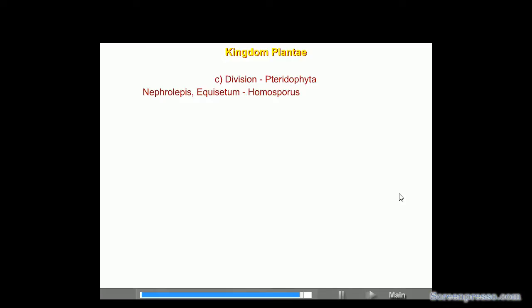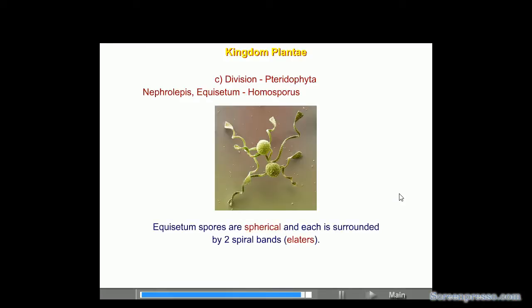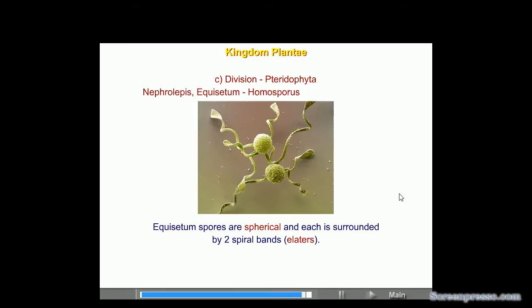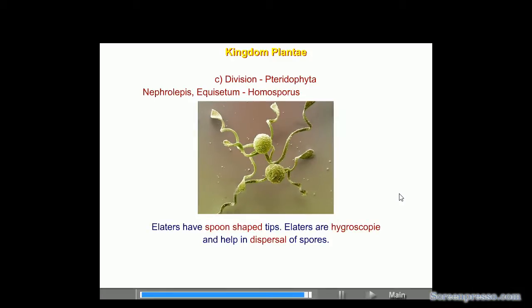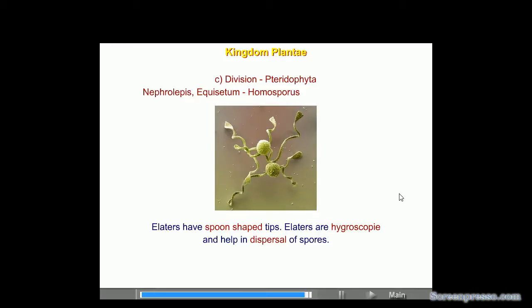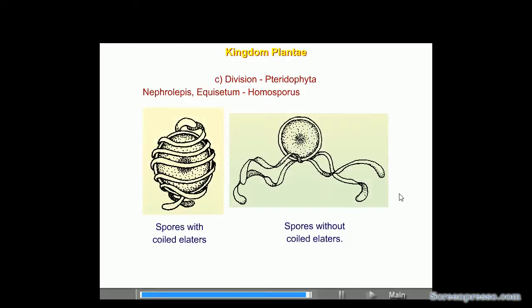Nephrolepis and Equisetum are homosporous. Equisetum spores are spherical and each is surrounded by two spiral bands, elaters. Elaters have spoon-shaped tips. Elaters are hygroscopic and help in dispersal of spores. Spores with coiled elaters, spores without coiled elaters.